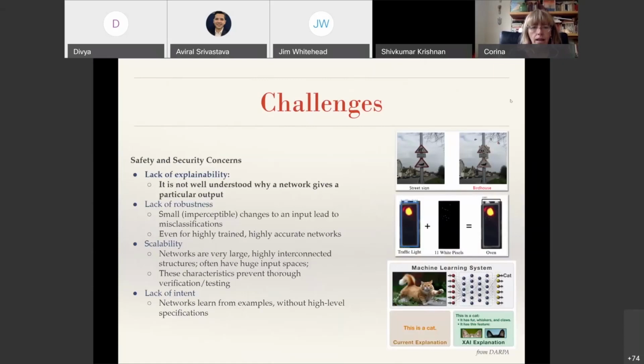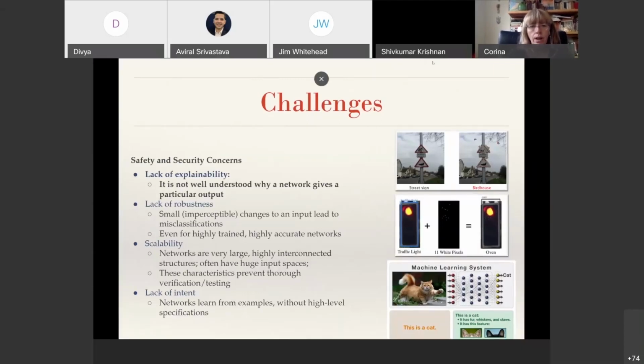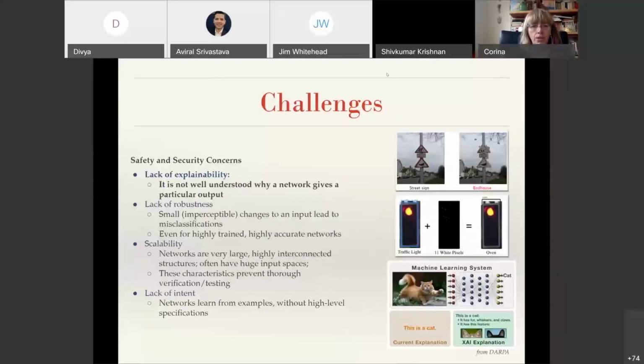Next slide. And with this increased use come also many challenges. And I'm listing a few here. So one is lack of explainability, and Jim already talked about it. So basically, it is not well understood why a network gives a particular output. And if the reason it gives an output is wrong, that might introduce vulnerabilities, bias, or simply wrong results in the network.